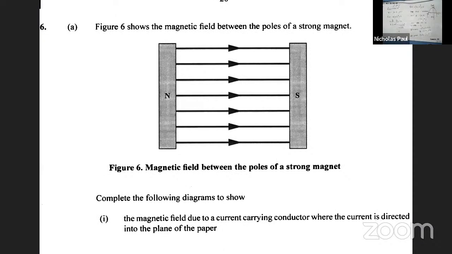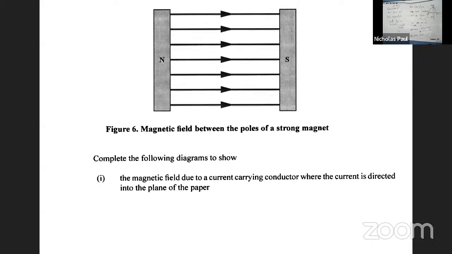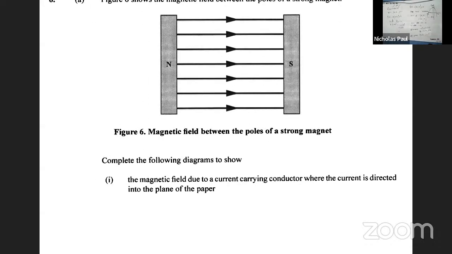Ready for part there? Complete the following diagram to show the magnetic field due to a current carrying conductor with it going into the plane. Draw the current going into the plane.